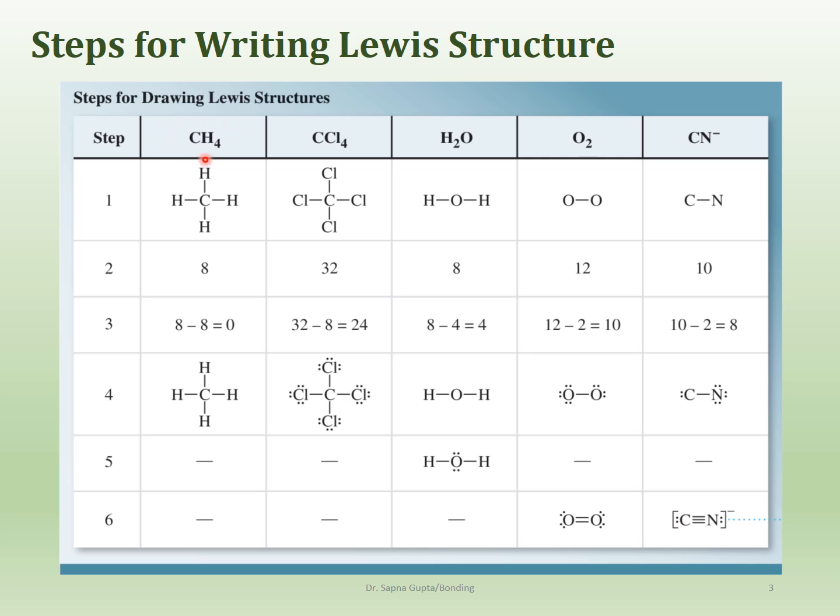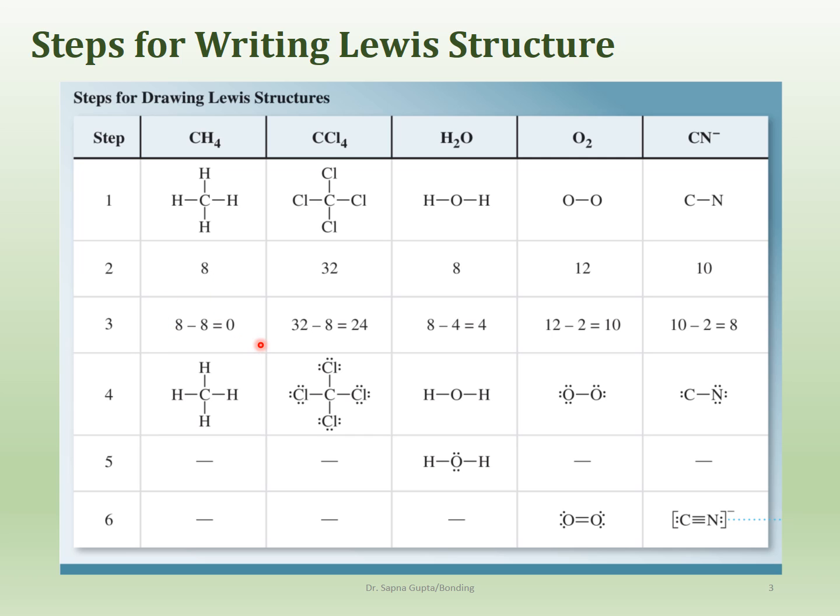So let's start with CH4. This is methane, and the first step was to draw a skeletal structure. This is the skeletal structure for CH4, keeping carbon in the middle because carbon is the least electronegative element and hydrogen is not. Again, you cannot draw everything in a line. As I said, keep it symmetrical and keep it compact. So this is a nice compact symmetrical structure with carbon in the middle and 4 hydrogens on the side. Then the total number of valence electrons is 8. How? 4 coming from carbon and 4 coming from hydrogen. So that's the total number of electrons.